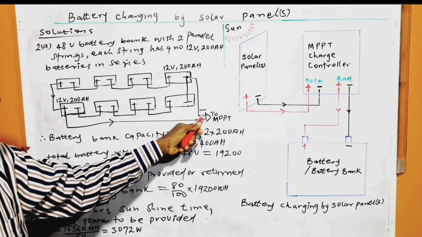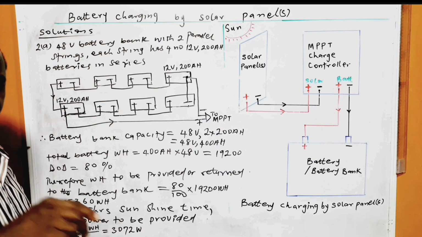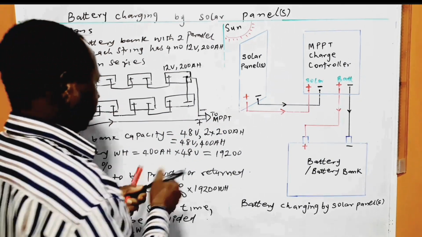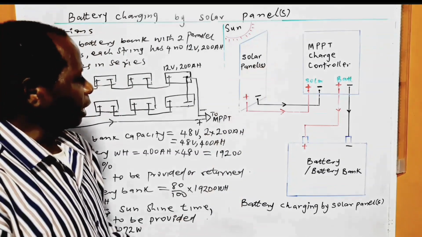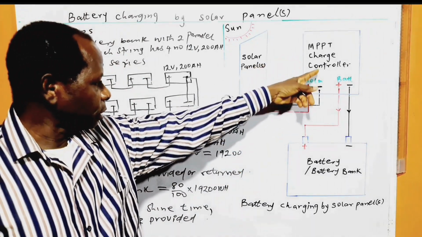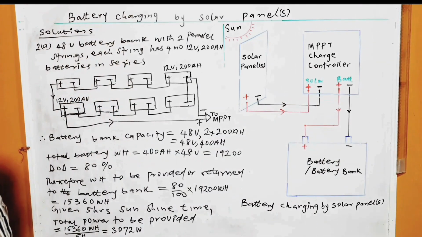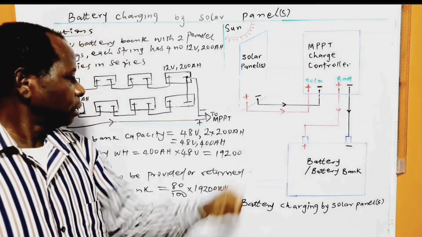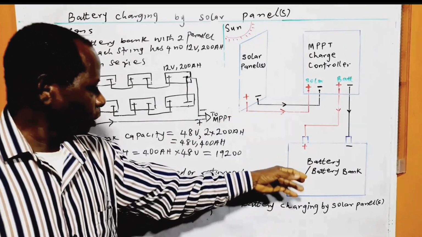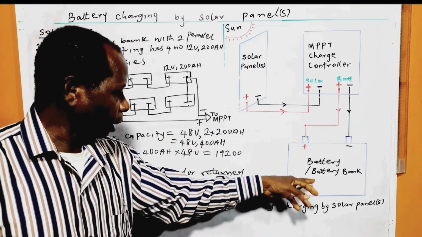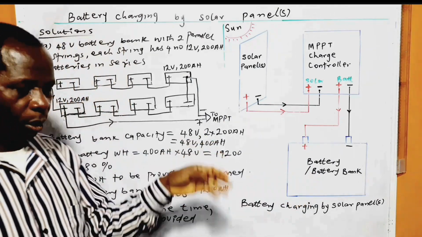That's why you will have this one going to the MPPT charge controller, just as we have it here. This is the MPPT charge controller. There is a connection between the battery and the MPPT charge controller. In this case, instead of one ordinary battery, we have a battery bank comprising many batteries.